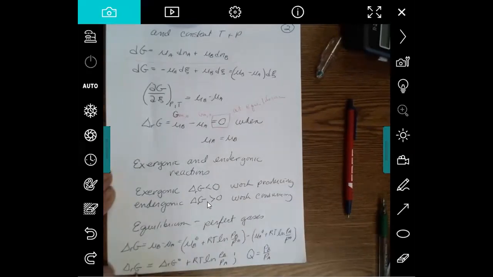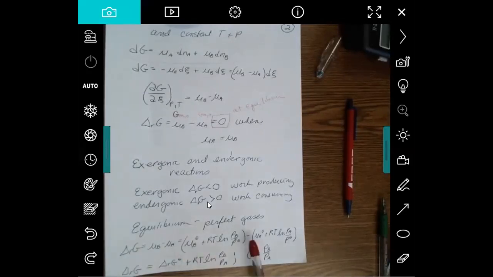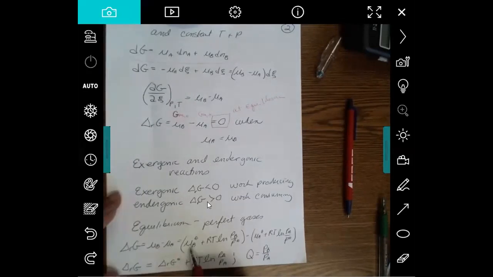So that tells us that the delta G is going to be equal to this chemical potential of B in the standard state minus chemical potential of A in the standard state. And that's just the difference in the Gibbs free energy of everything being in its standard state. So remember, these are molar Gibbs free energies, and so this delta G is equal to the difference between the chemical potential of B and A when they're in the standard state.